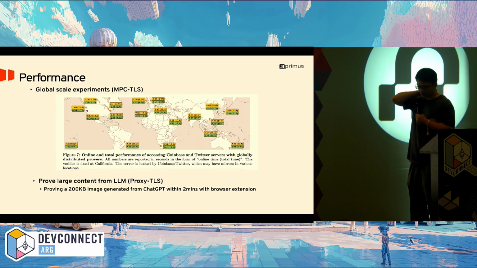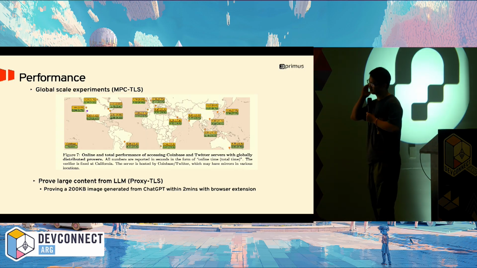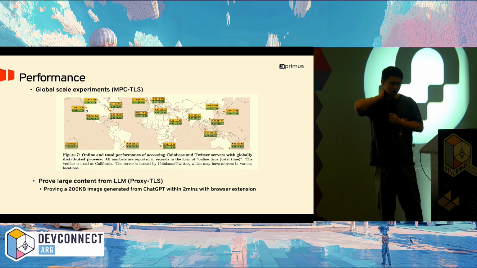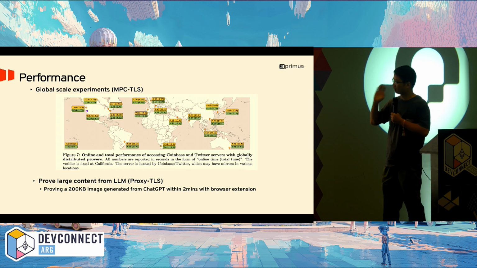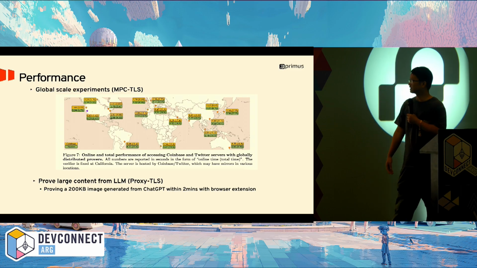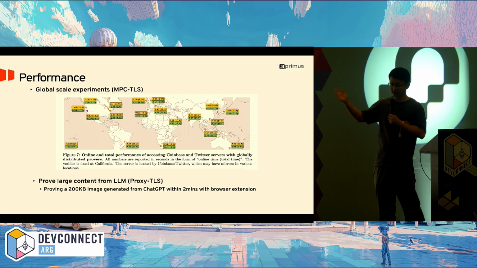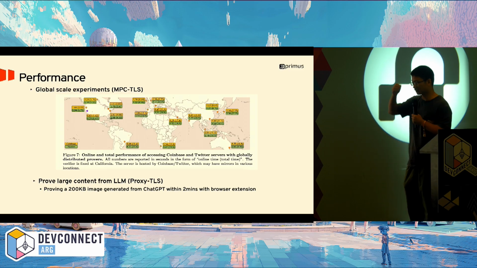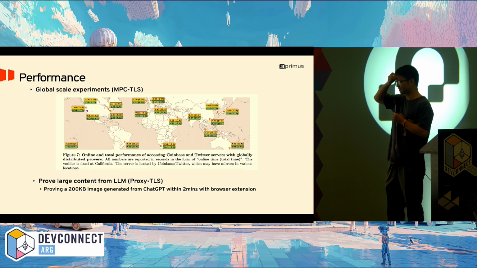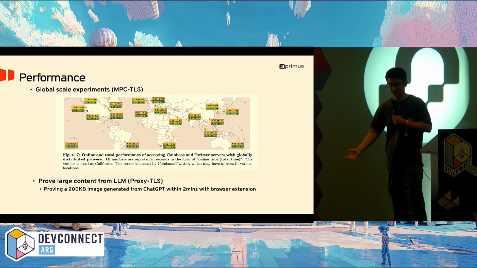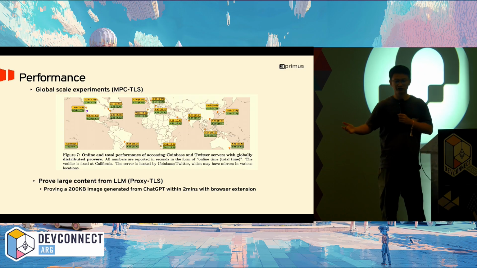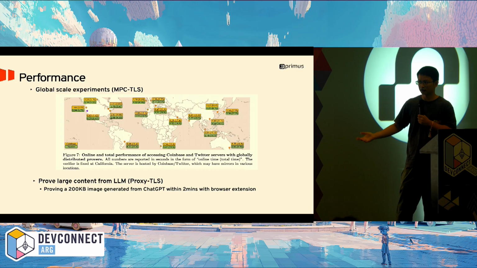And there are a few performance numbers. We actually have a paper about that, and we ran the experiment on 18 areas, showing that all these kinds of MPC TLS can work well with QuickSilver. There are no timeout issues. We also push the limit of using proxy TLS, so that we can prove very large content, like a 200 kilobyte image generated from ChatGPT, in under 2 minutes.